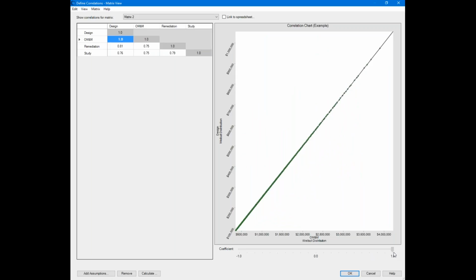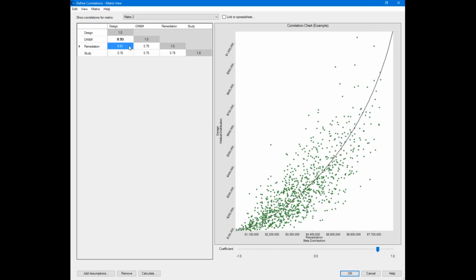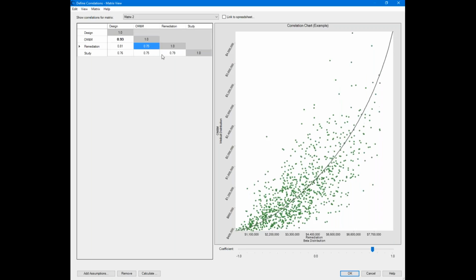Here at the very end I've got perfect correlation, to say every time you go up one percentile on the design, you go up a percentile on OM&M. That's not necessarily true. But you'll find that generally speaking, a strong positive correlation like 0.8 or 0.9 is what people would normally experience in the field: when you go up on one, 8 times out of 10, 9 times out of 10, you go up on the other one. And you repeat that process for each of these other intersections and say, for example, when we go up on the remediation cost, we expect to go up on the OM&M cost.